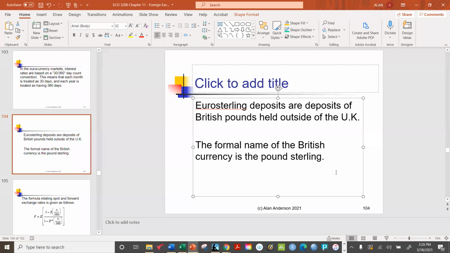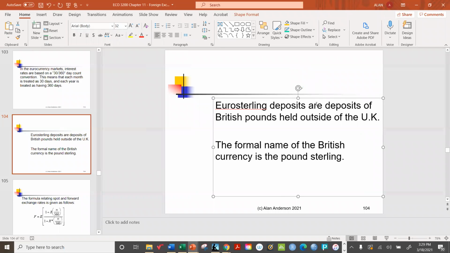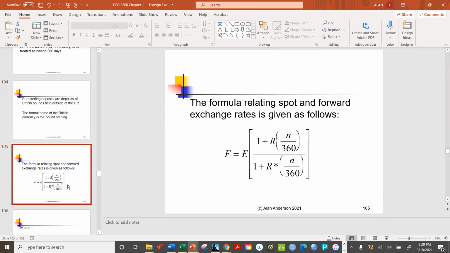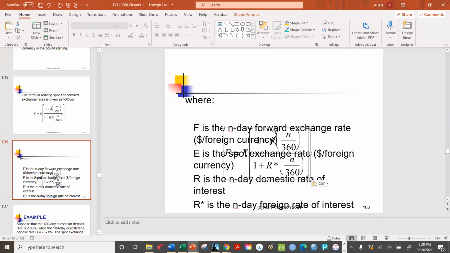Anyway, enough of that history lesson. Let's get back to this. We'll see this formula is telling us what relationship needs to hold between spot and forward exchange rates in order to avoid arbitrage opportunities. And here it is. Now it looks pretty straightforward, but what exactly is it telling us? Well, first things first, let's copy this onto the next slide so we can take a look at it.